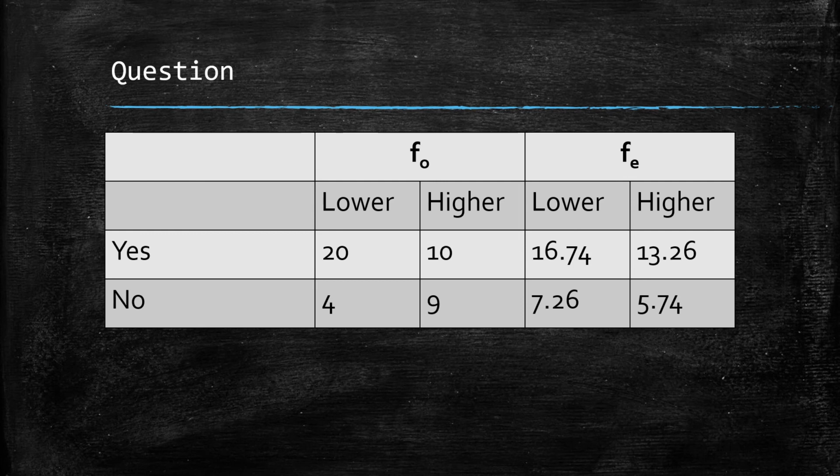Let us understand Yates correction with the help of an example. This is a 2 by 2 table, that is, degree of freedom is equal to 1. You have been given observed frequencies and the expected frequencies. As you can see here, this value is less than 10 and this value is also less than 10. So we have to use Yates correction for calculating chi-square.